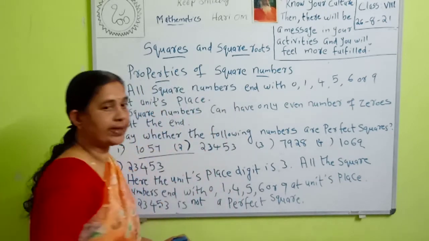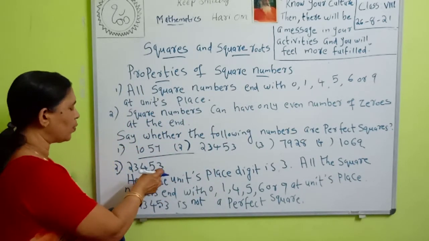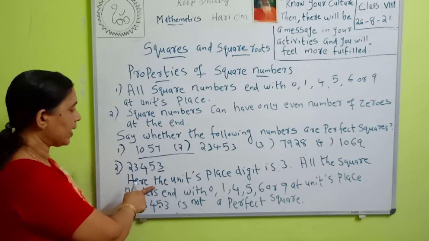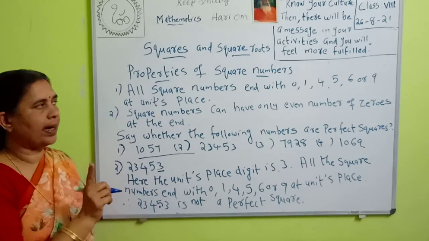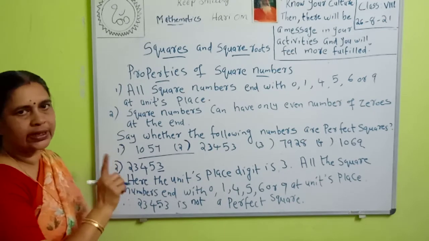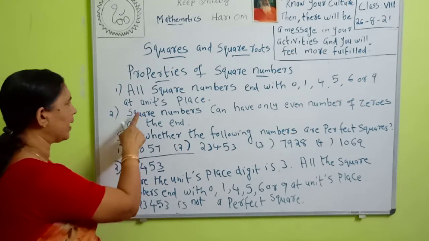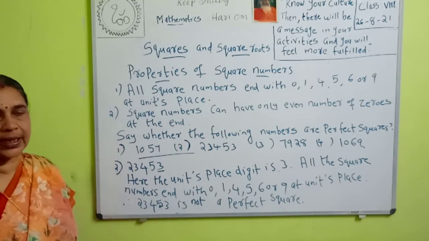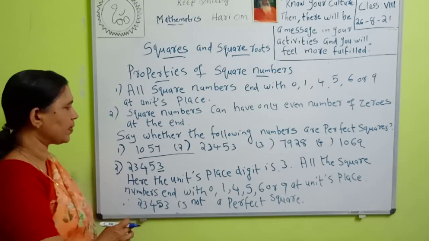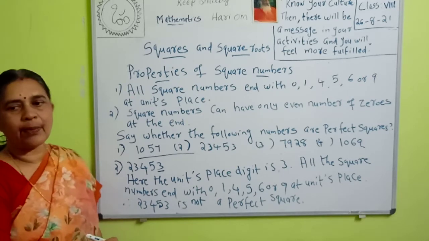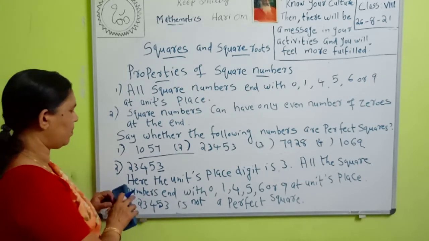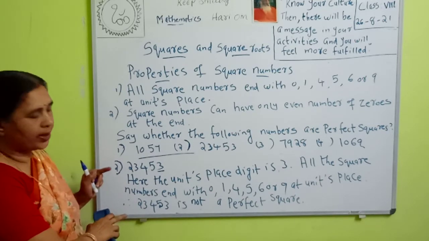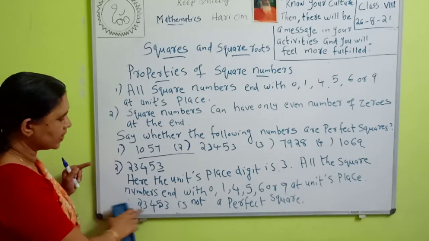So to check whether it is a perfect square, we look at the units place digit. Here the units place digit is 3. We know that all the square numbers end with 0, 1, 4, 5, 6 or 9 at units place. So what we can say, 23,453 is not a perfect square. Okay.